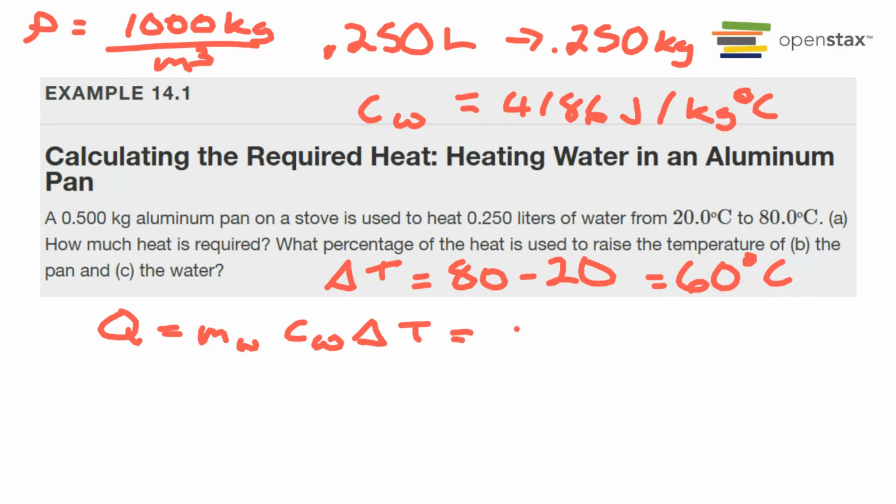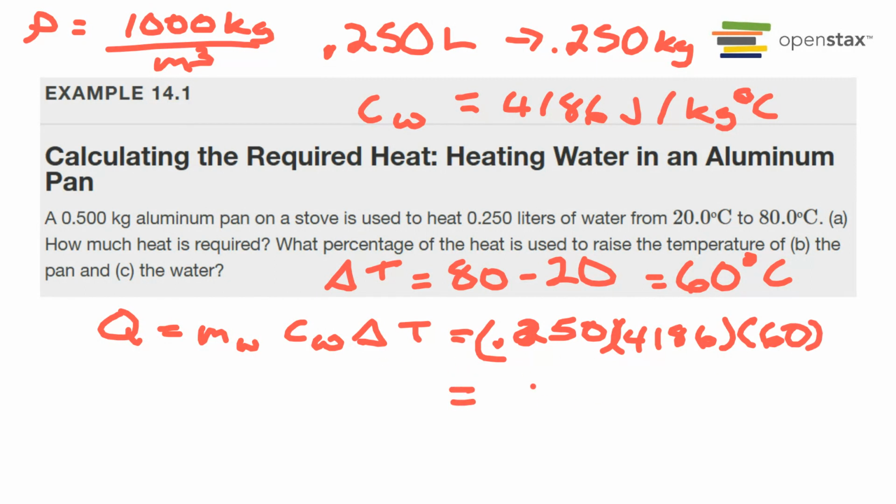Okay, so when I plug this in, I'm going to have 0.25 times 4,186 times 60, the change in temperature. Okay, and so then that gives you about 62.8 kilojoules. Okay, so that's for the water.